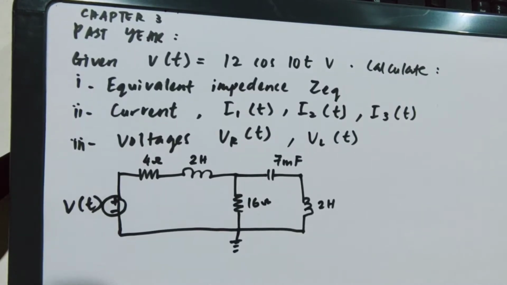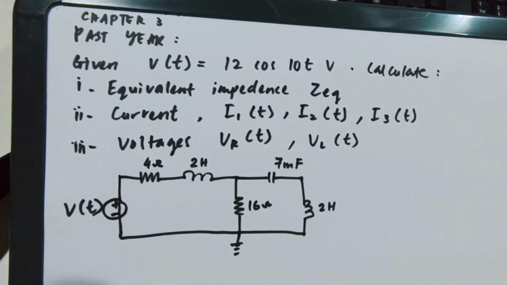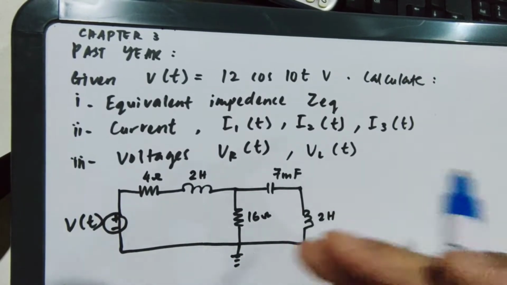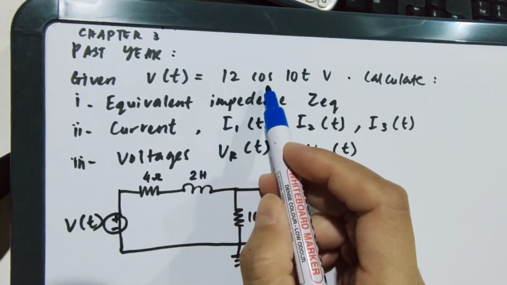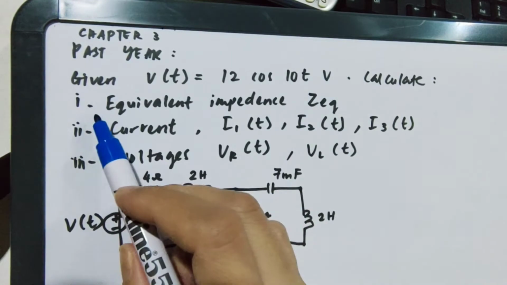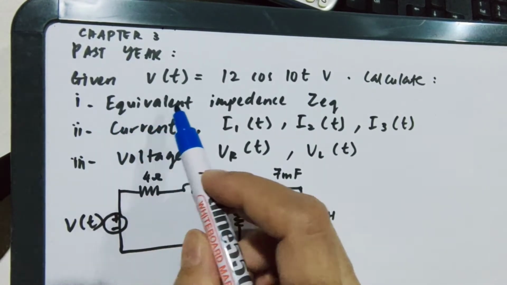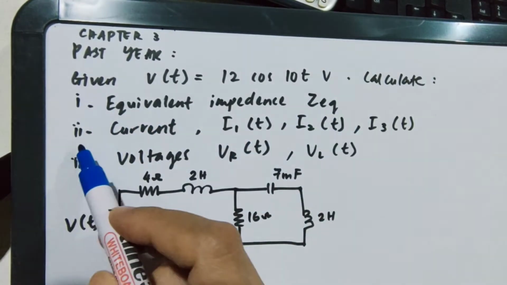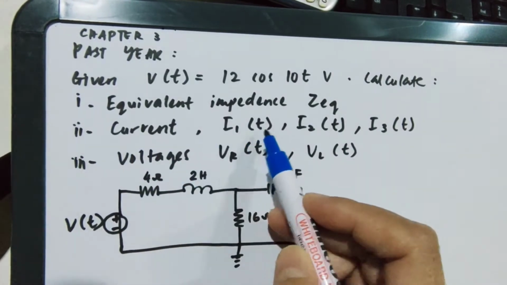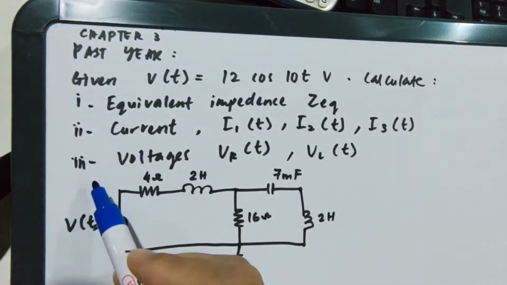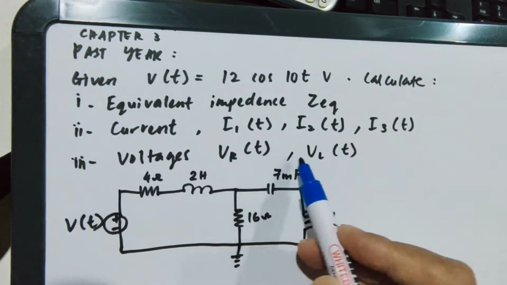Okay, so this is chapter 3, example question past year. Given Vt equals 12 cos 10t volts. The first question is to find the equivalent impedance Zeq, the second is to find the currents I1(t), I2(t), and I3(t), and the third is to find the voltages VR(t) and VL(t).